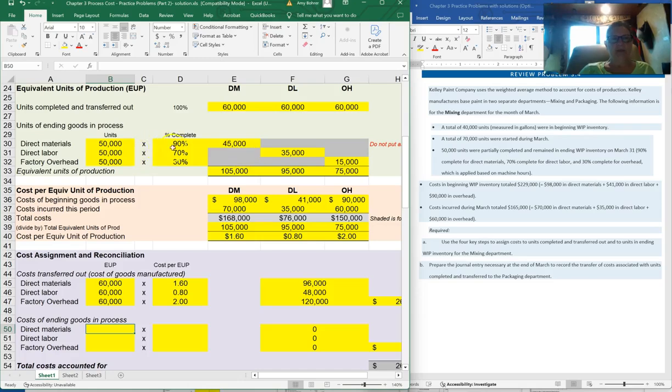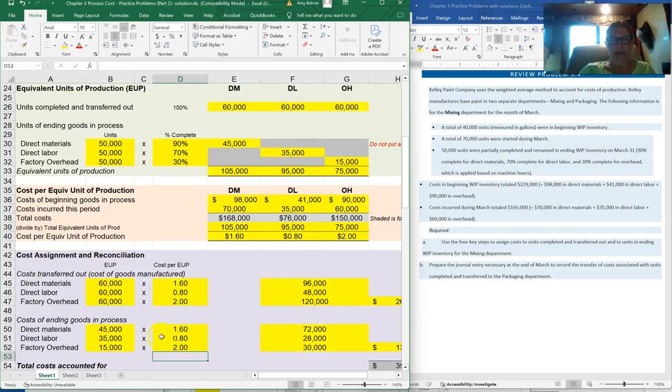There were 50,000 units, but they were only 90% complete, so we need to put in 45,000 units. Direct labor, again, there were 50,000 units, but they were only 70% complete, so there was 35,000 equivalent units there. And again, 50,000 total units, but they were only 30% complete for overhead, so we need to put in 15,000 units there. And the cost per equivalent unit is the same. We just bring those down. $1.60 for materials, 80 cents for labor, and $2 for overhead.